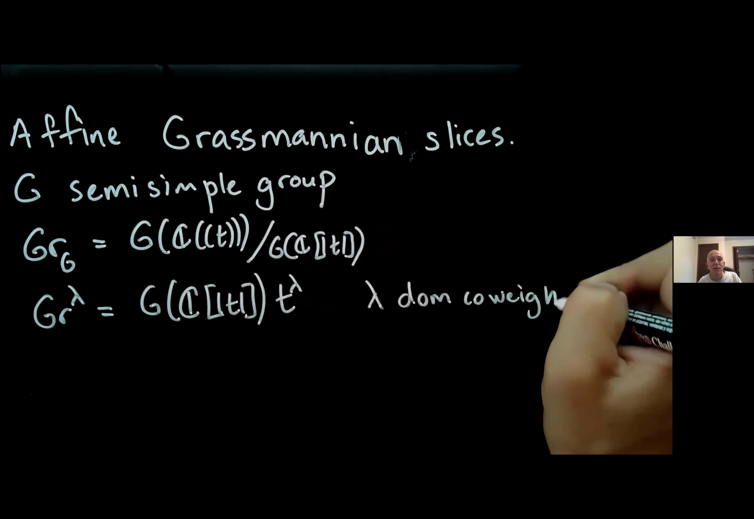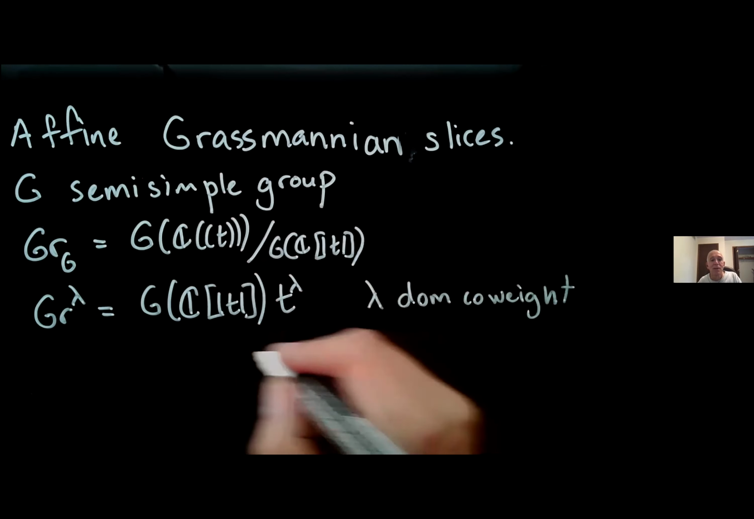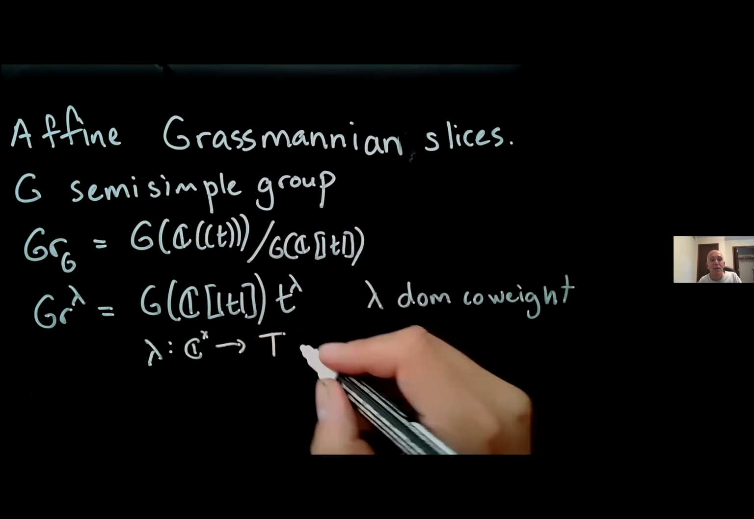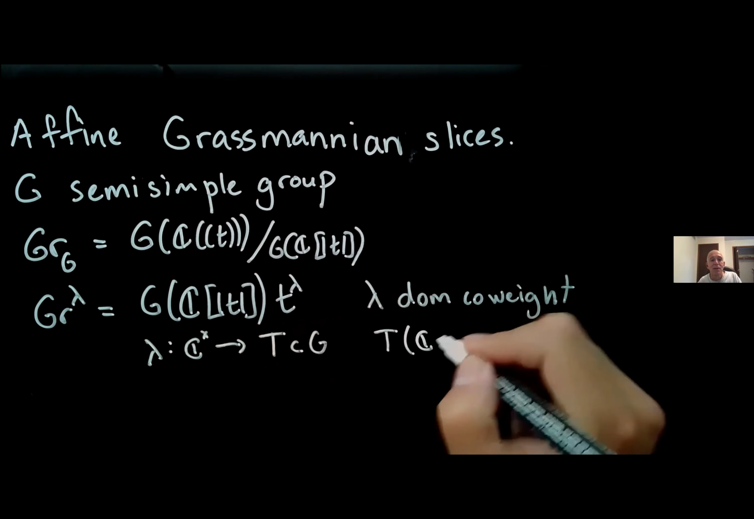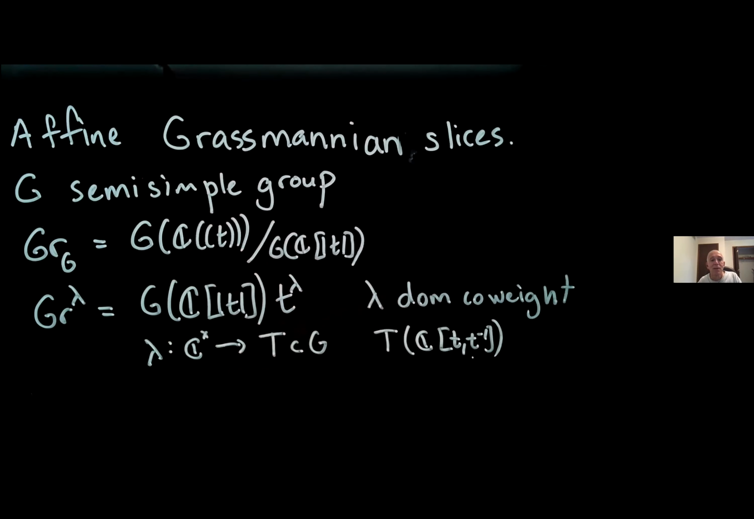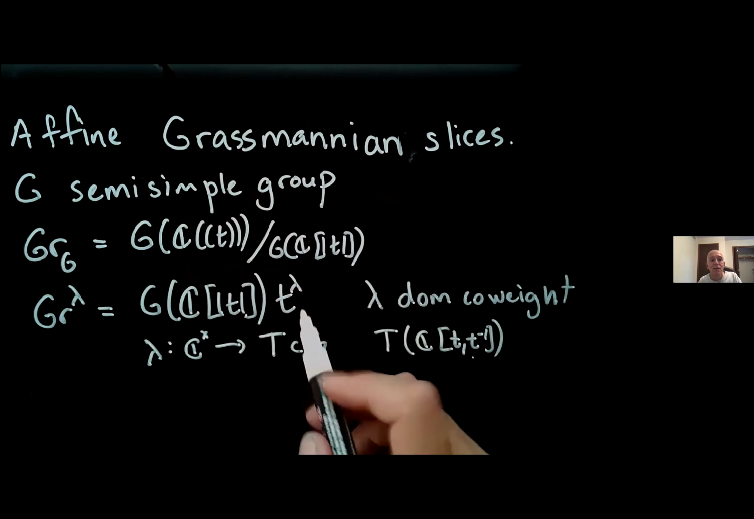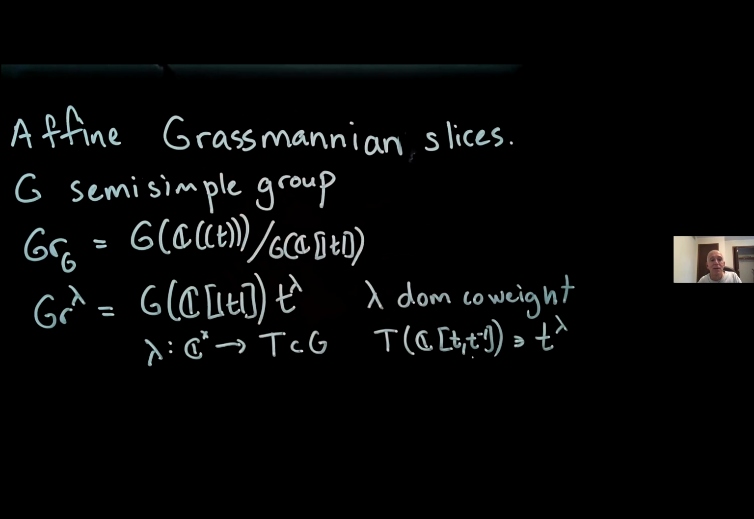Here, lambda is a coweight, so it defines a map from C star into the maximal torus of G. And therefore, a point of G over the ring of functions on C star, so that's polynomials in t and t inverse, and therefore a point in the affine Grassmannian. So that's the meaning of this notation t^lambda. So t^lambda is the resulting element in the affine Grassmannian. And these orbits partition the affine Grassmannian.